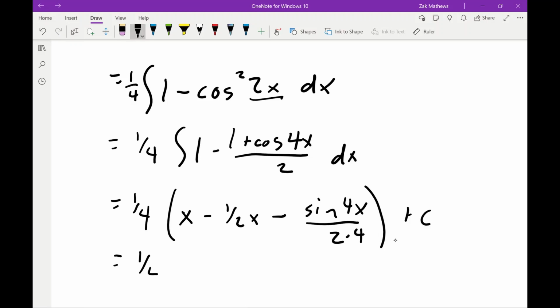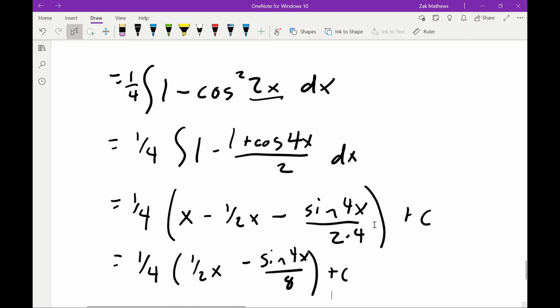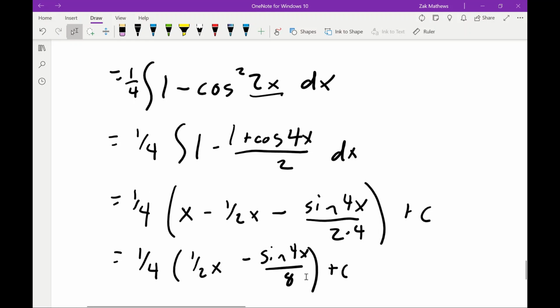Just to clean up a little bit, x minus 1/2 is 1/2 x, and then minus sine 4x over 8 plus c. Now you might be questioning why it's plus c on the outside. Remember, it doesn't matter. It is that arbitrary constant. The c is just whatever we would have to solve for in our next step for the initial conditions. So if we were to have it on the inside, whatever value you'd find would be 4 times larger than it is on the outside, or vice versa.